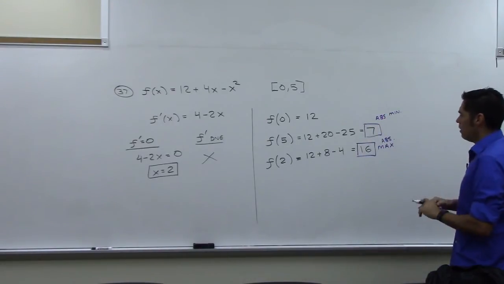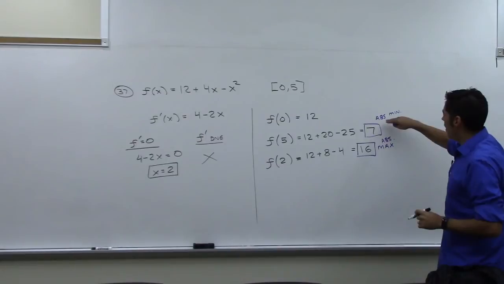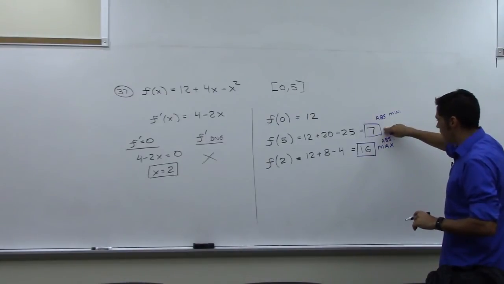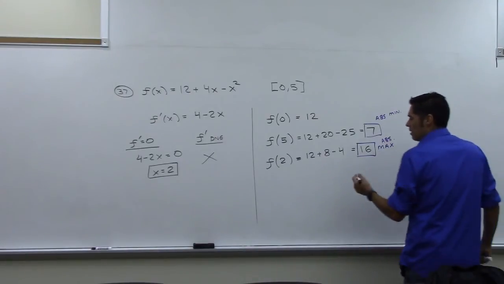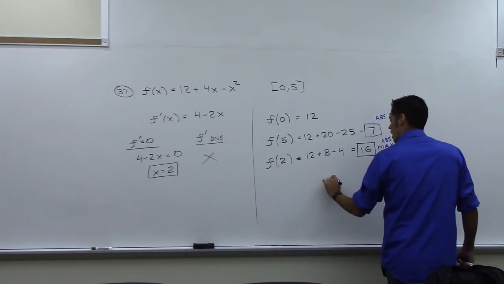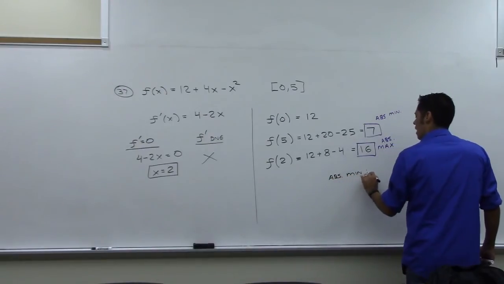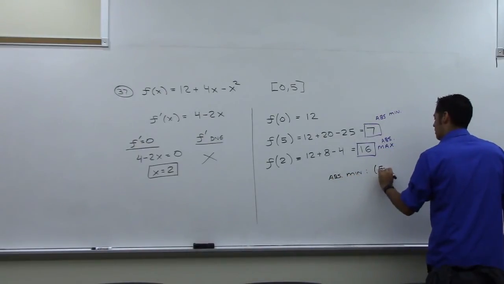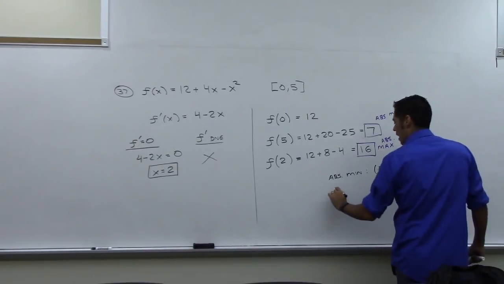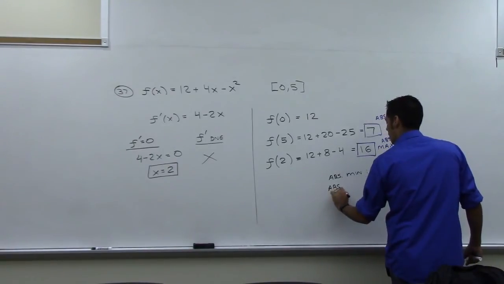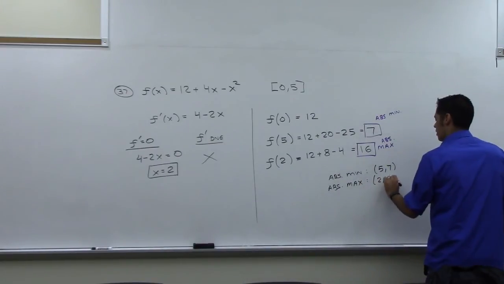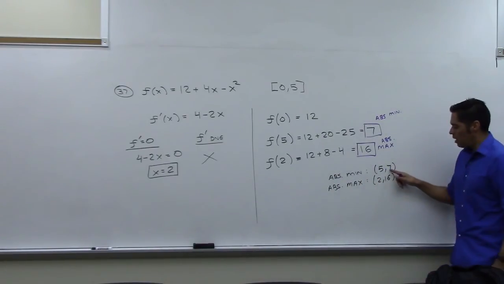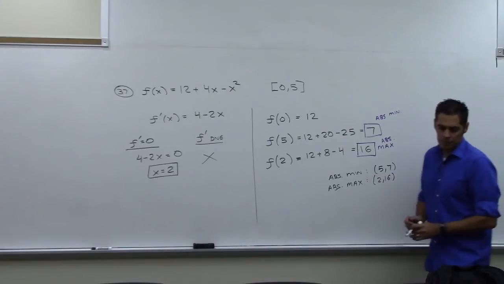Very straightforward. Now, this is the absolute minimum value of the function. This is the absolute maximum value of the function. But I always like to write them as points. So I have an absolute minimum at the point 5, 7. And I have an absolute maximum at the point 2, 16. So this is the x-coordinate, y-coordinate, x-coordinate, y-coordinate.